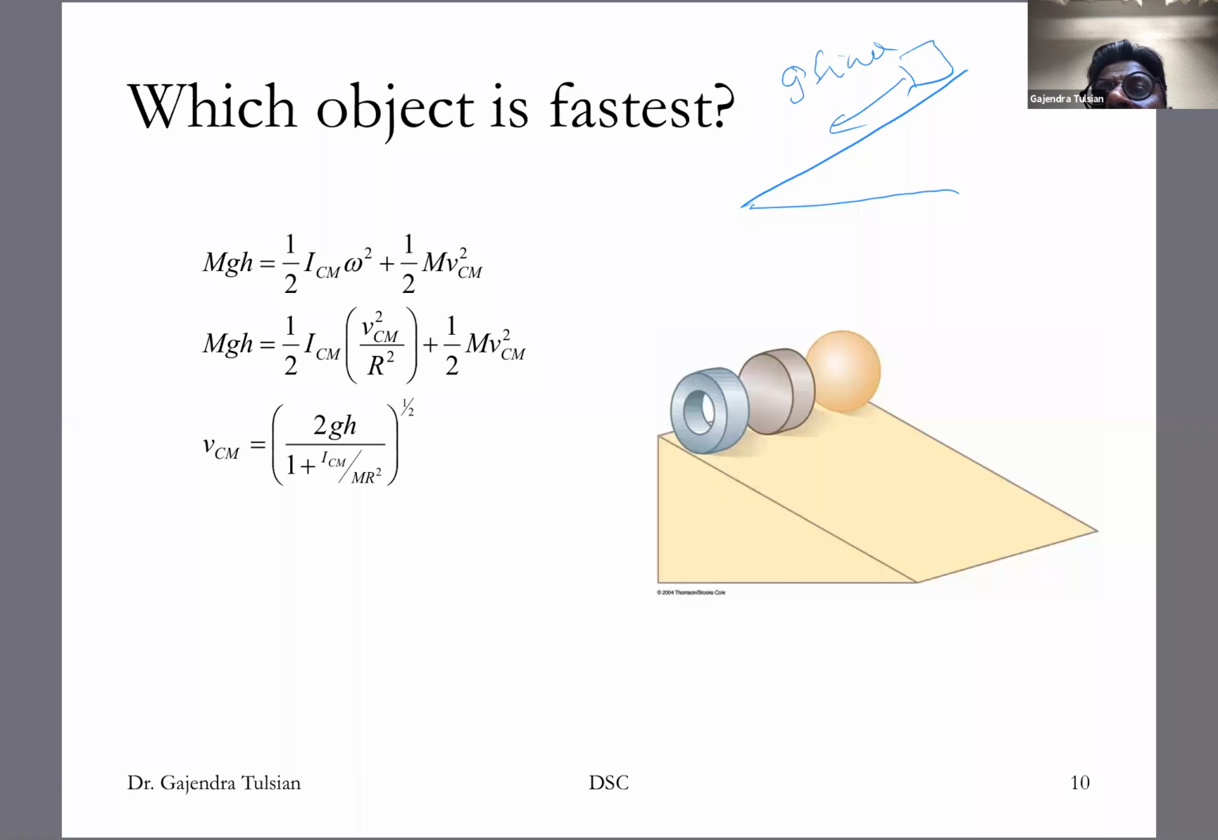And this slide gives you the final velocity of the object at the bottom of the ramp, where h is the height of the ramp, g is the acceleration due to gravity, and I center of mass is the moment of inertia of these objects about the center of mass axis. You see that the greater the moment of inertia, the smaller the velocity. This one has the greatest moment of inertia, this one is second, and this one is the smallest. So this one will reach the bottom first.